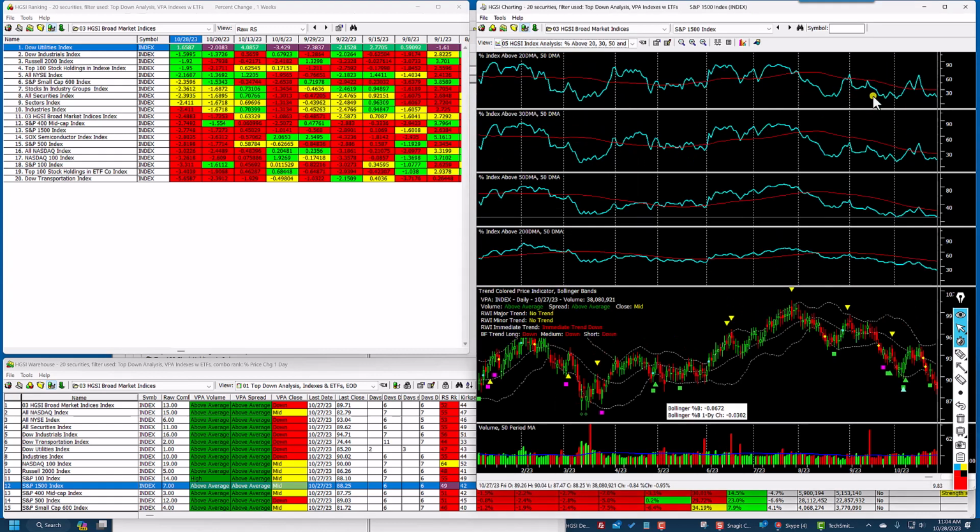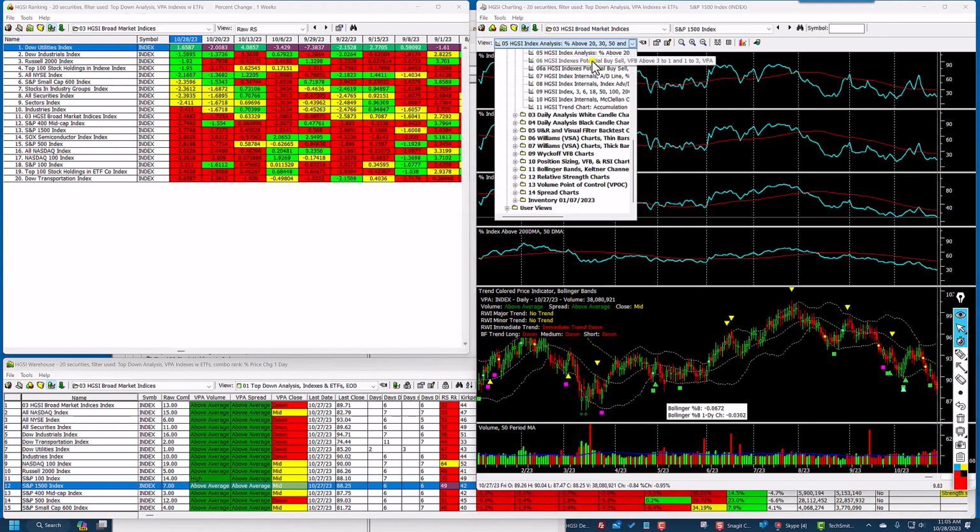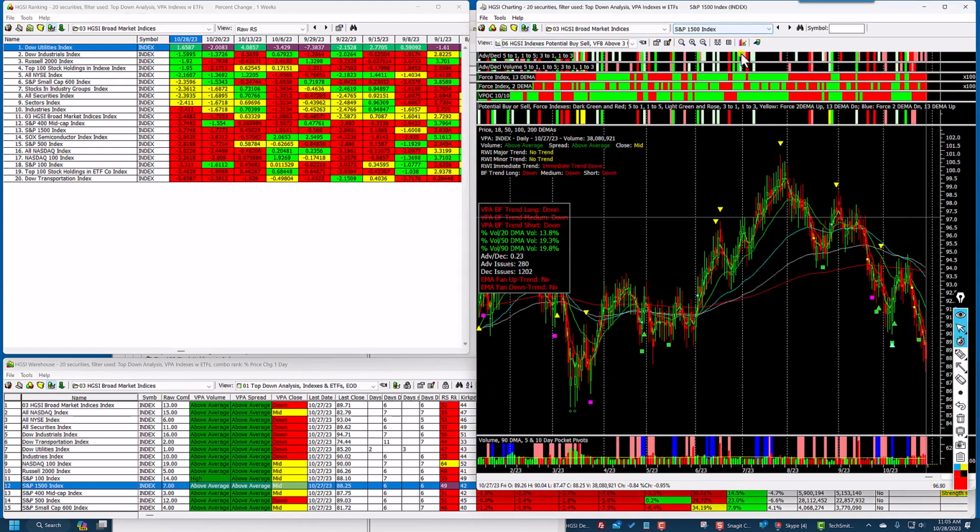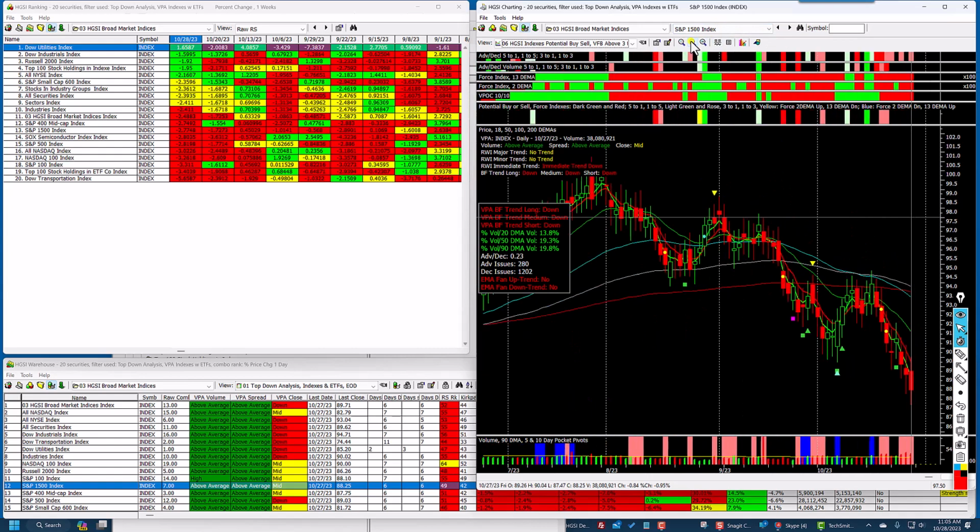This is a percentage of stocks above their 20, 30, 50, and 200-day moving averages. It just isn't pretty at all. You can see how dangerous it is trying to go long. Now here is the index I put together many years ago, which, if all these conditions are met, is going to generate a sell signal.